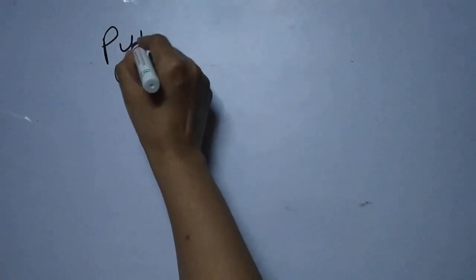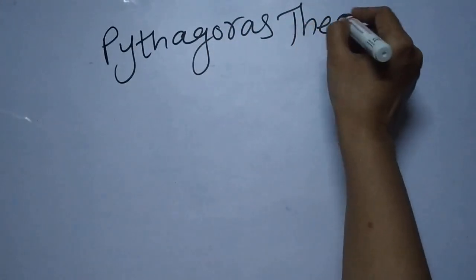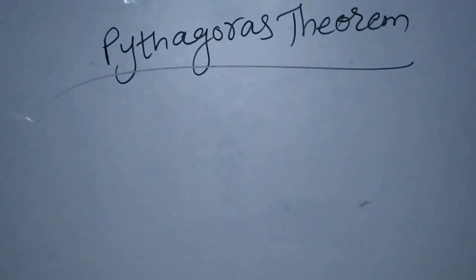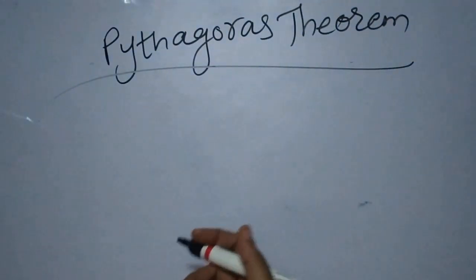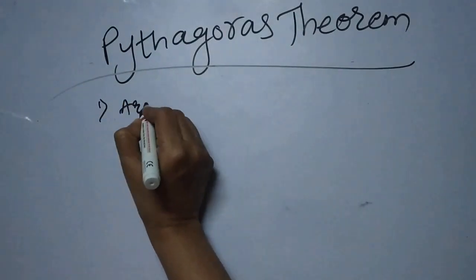Welcome back, dear students. In today's video we are going to see the concept of Pythagoras theorem. Friends, for this concept we need to understand some basic concepts. First of all, we should know the area of a square.